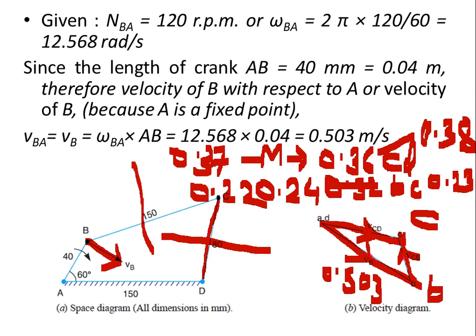For AB you know the velocity value, magnitude and also direction. So you draw that first, B. For the other two links you know only the direction, you don't know the magnitude. So you calculate that by using this triangle method. Velocity diagram you have to draw. Yes, sir.